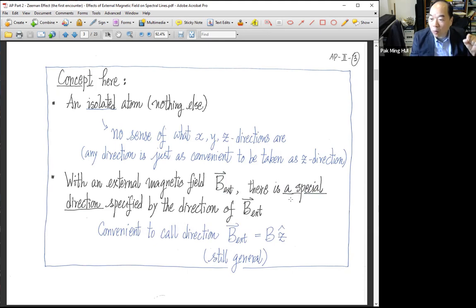Then you can call it whatever you want. A convenient choice is to call that direction Z. And then you can use the solution with that particular Z direction, okay? But even if you choose that as Z, it is still general, because there's a direction, you call it Z, so what, right?